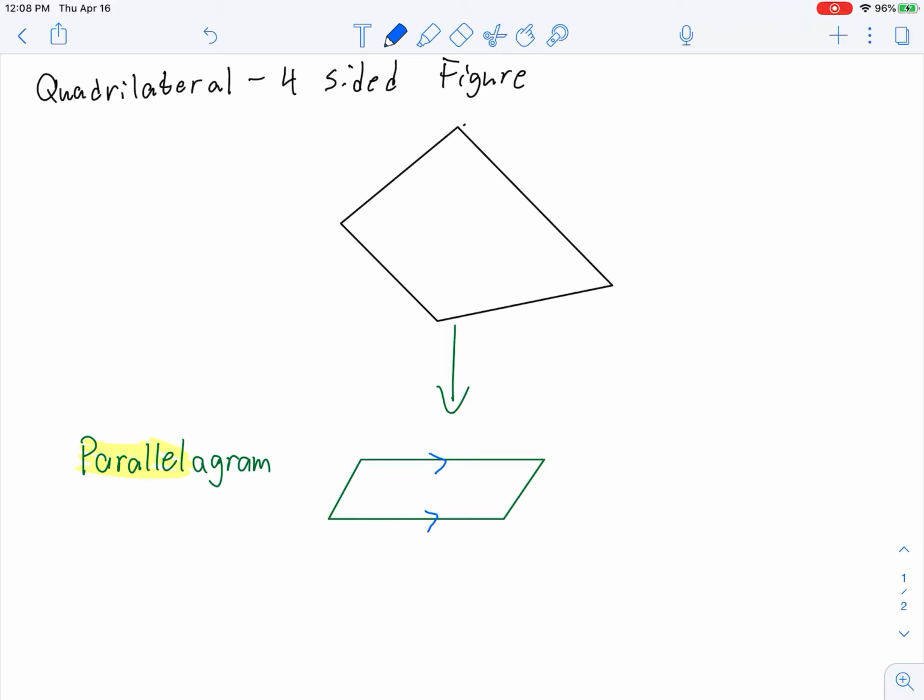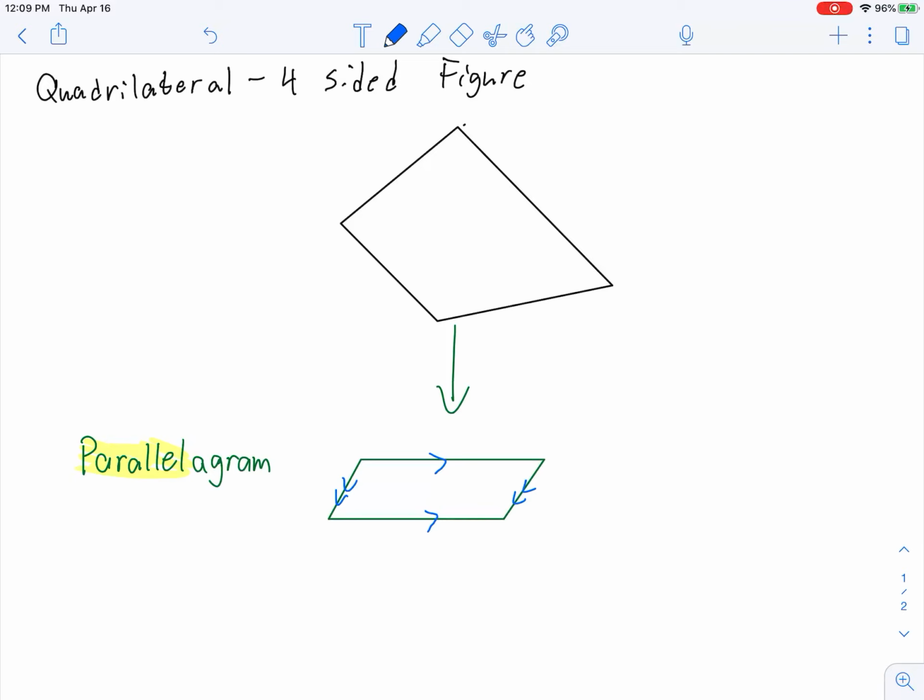Okay, it has two sets of parallel lines, though. The other set is over here on the sides. So I'm going to use two arrows to represent that this is parallel with this side. Okay, so I have different sets of parallel lines. Now, I don't know anything about their lengths. I don't know anything about their angles. I can't say anything. All I know is that the opposite sides are parallel to each other.